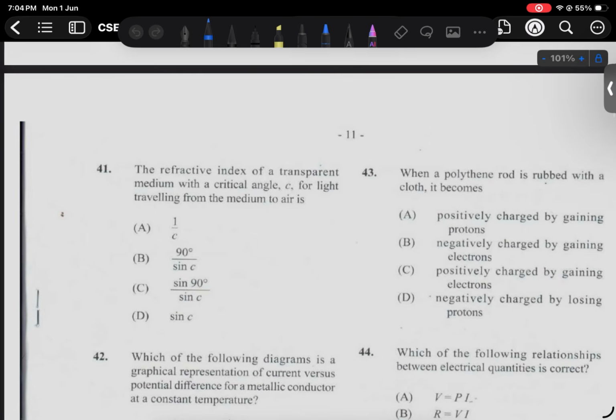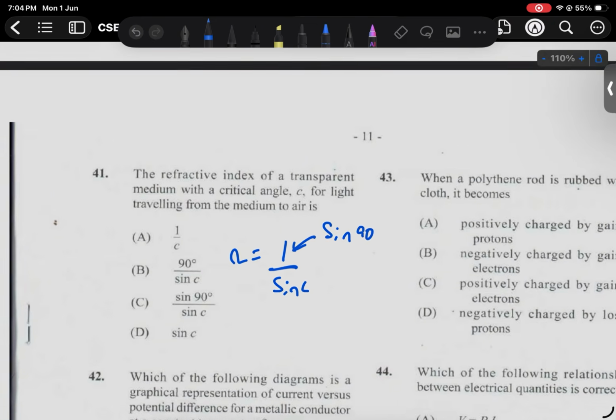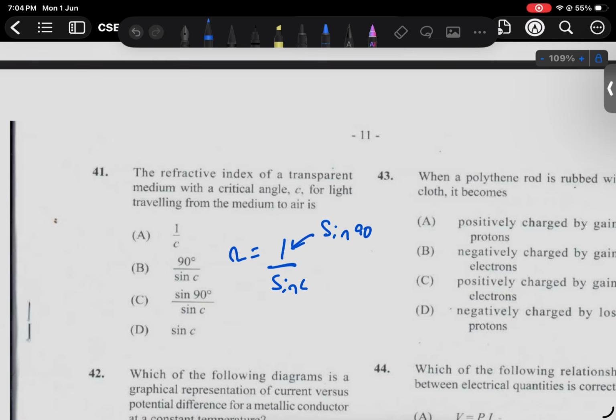The refractive index of a transparent medium, the critical angle C for light traveling from the medium to air is n is equal to 1 over sine C. 1 is the same thing as sine 90. The refractive index of the transparent material.